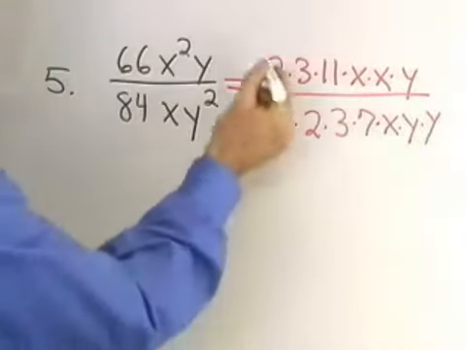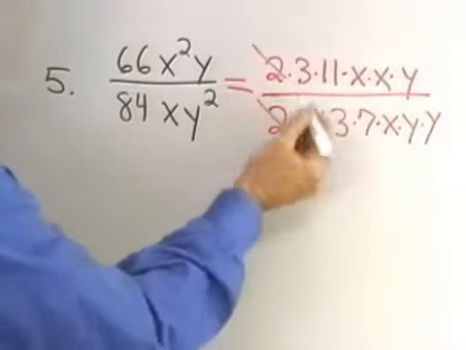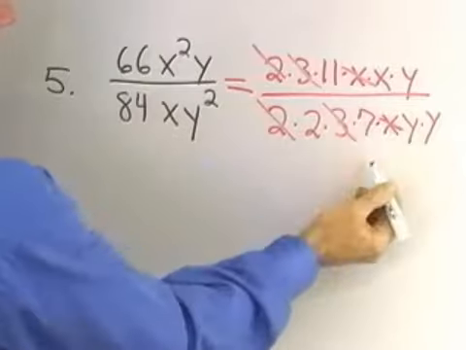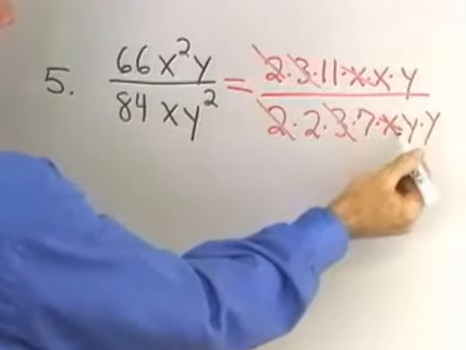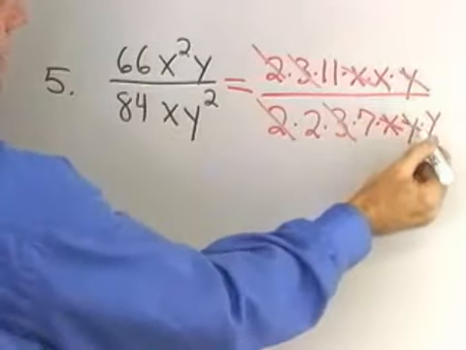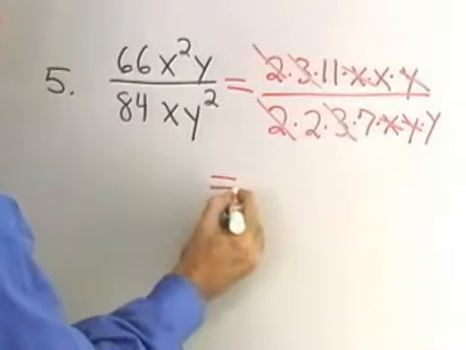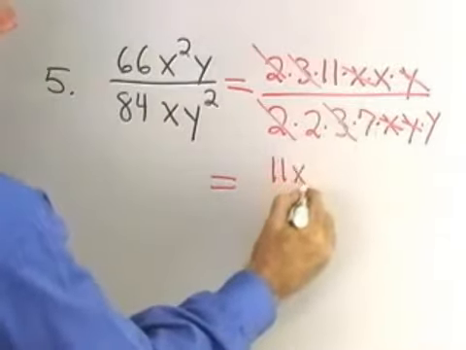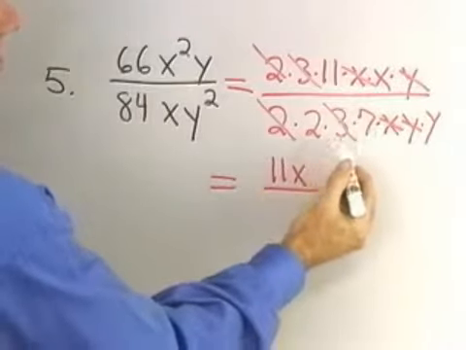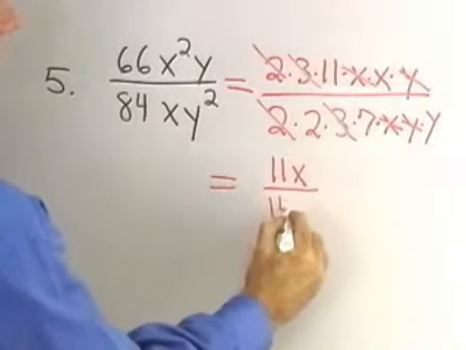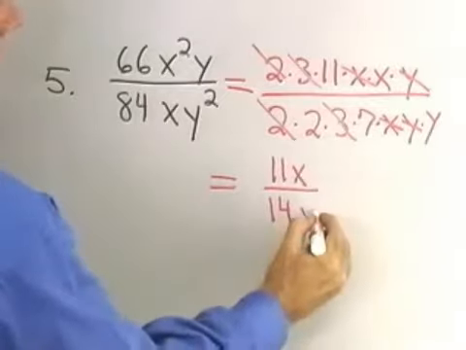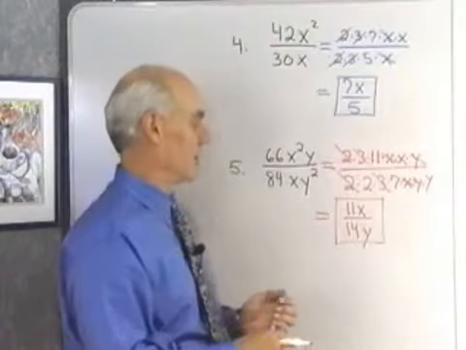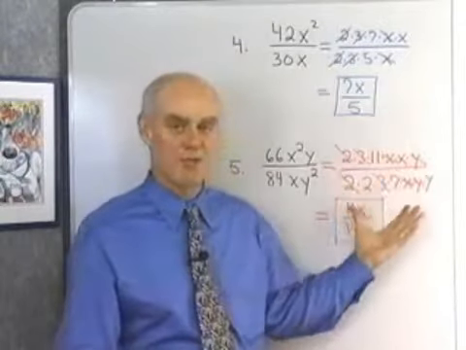Now let's divide out common factors. The 2's divide out, the 3's divide out, that x will divide out with that x, there's no more x's in the denominator, that y will divide out with that y. In the numerator I have left 11 times x, and in the denominator I have 2 times 7, which is 14, times y. So 11x over 14y.